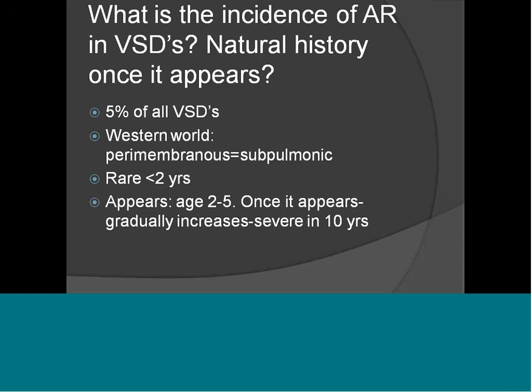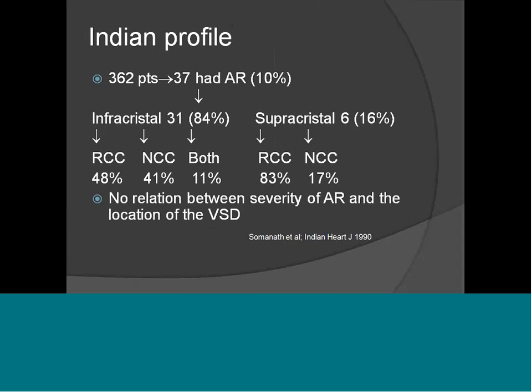Now remember that you can have cusp prolapse both in perimembranous as well as in subpulmonic VSD. So in the Western world, where they have more membranous VSDs, you've got cusp prolapse even in that. So it's not just that subpulmonic gets cusp prolapse, even membranous VSDs can. It is rare before the age of 2 years, typically after the age of 2. There was a study done in the Indian Heart Journal in 1990 looking at Indian patients with VSD and cusp prolapse. Out of 362 patients, 10% had AR, and that was in the membranous, 84% of them, supracristal or subpulmonary, 16%.